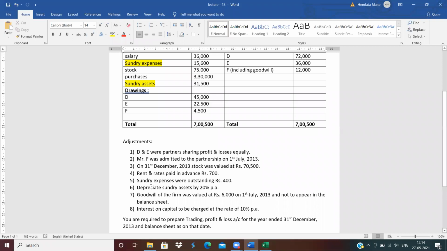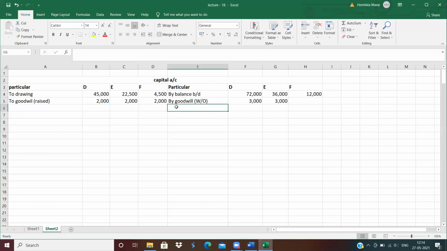Now, next adjustment. Next adjustment is interest on capital 10% per annum. So capital account credit side by interest on capital. Interest on capital 10%. 72,000, 10% means 7,200. Next is 36,000 of capital. 36,000 into 10%, 3,600. Now 12,000. 12,000 into 10% means 1,200.